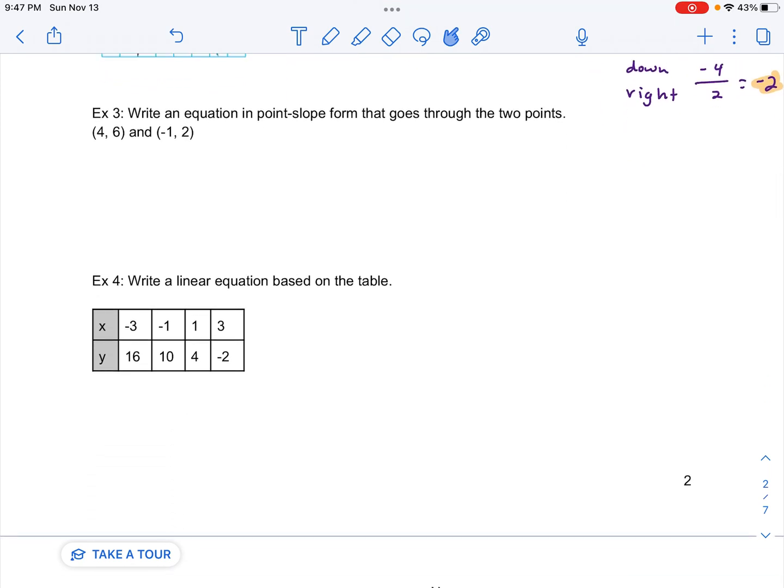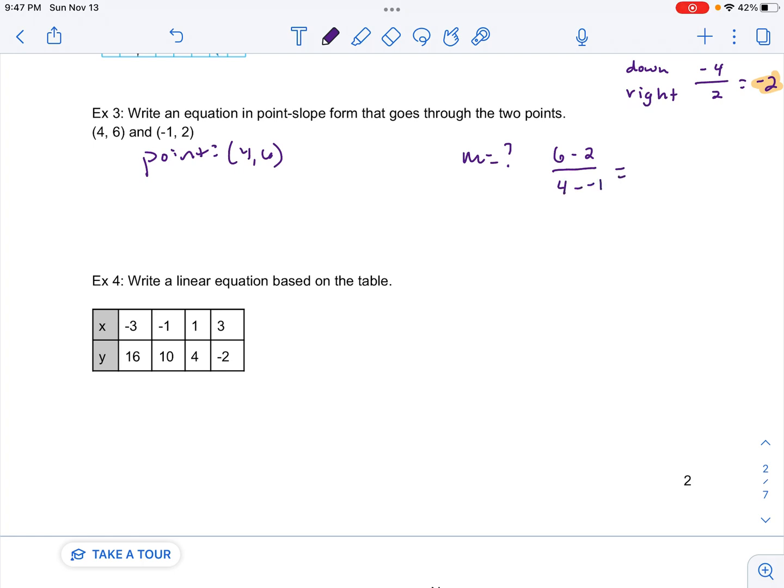Example 3, write an equation in point slope form that goes through the 2 points. Again, it does not matter which point you pick, the 4, 6 or the negative 1, 2. I'm going to go ahead and use the 4, 6. In this situation, I obviously don't have a graph to look at, so I'm going to have to use the slope formula, which is not a big deal. Remember, y minus y over x minus x. So I have 6 minus 2 divided by 4 minus negative 1.